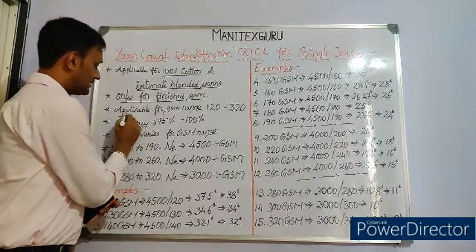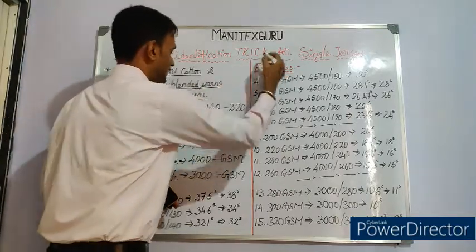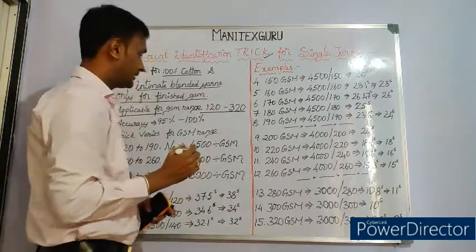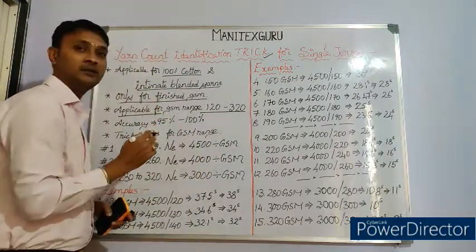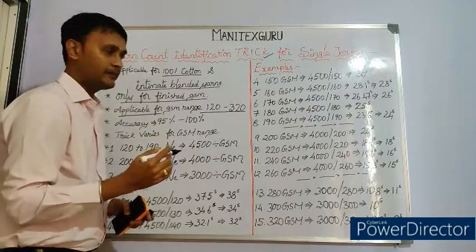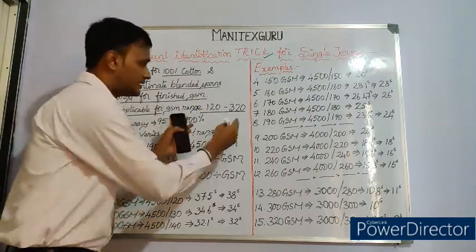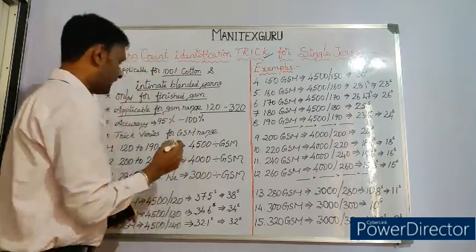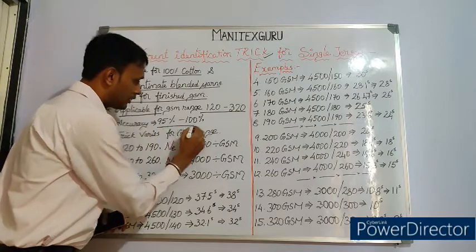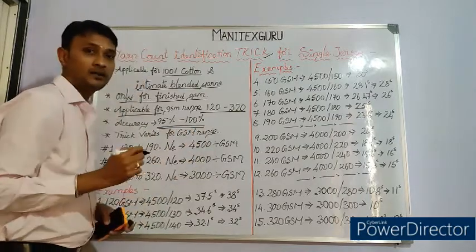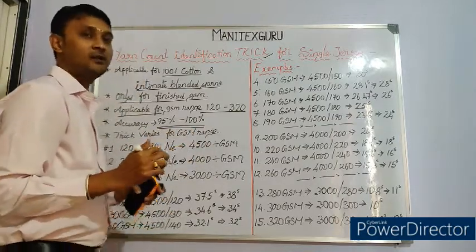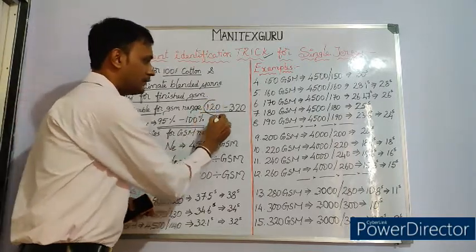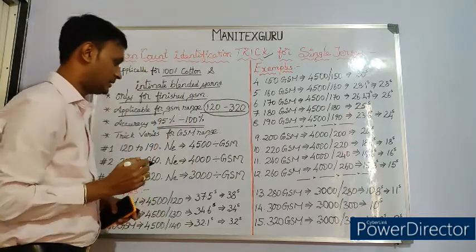And this trick's application range is based on the GSM, and this GSM range is between 120 to 320. For any GSM between 120 to 320, this trick can be applied, and it has an accuracy of 95% to 100%. So with no doubt we can apply this trick for the GSM range between 120 to 320 GSM.